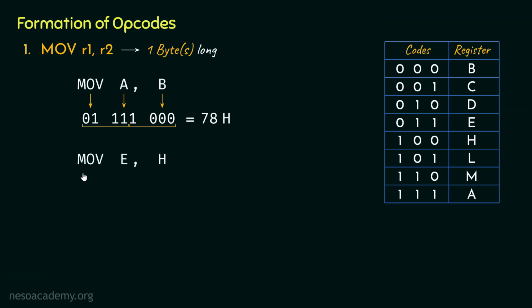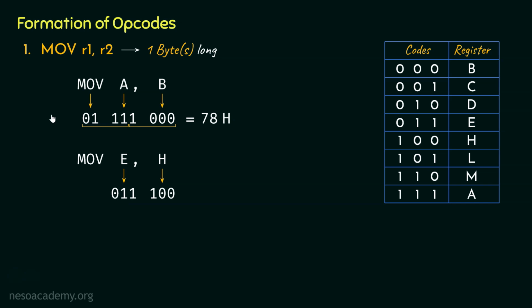Let's take the instruction MOV E, H. So can you quickly find out the opcode for this? Let me show you how it will be done. In this particular instruction, H is the source. And in the register code chart, the code for H is 100. So let's have that at first. Then we have the destination, which is E. And E has the code 011. So we are going to have that as well.